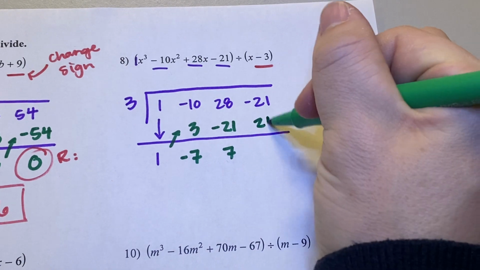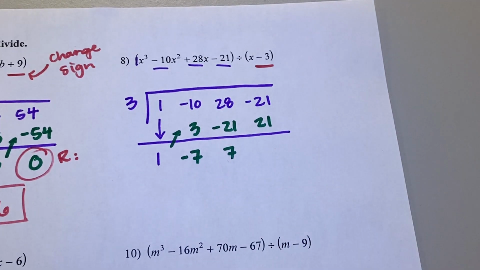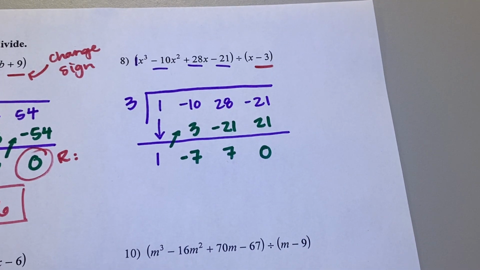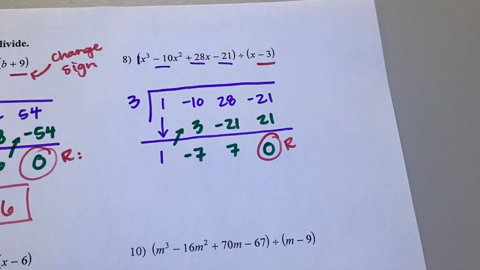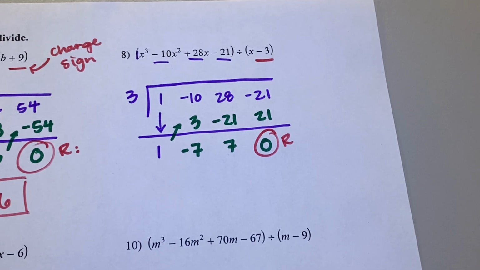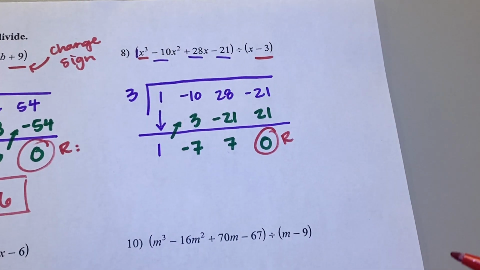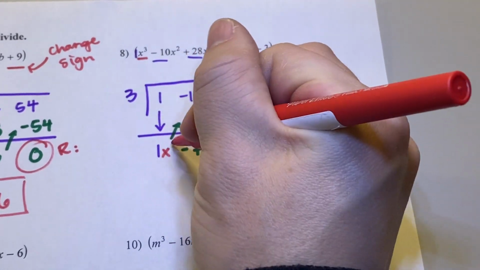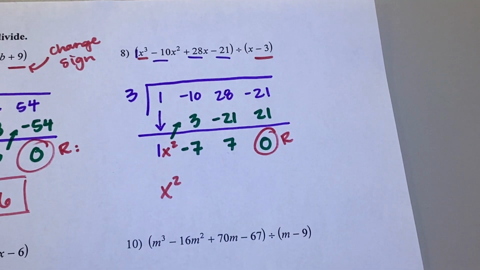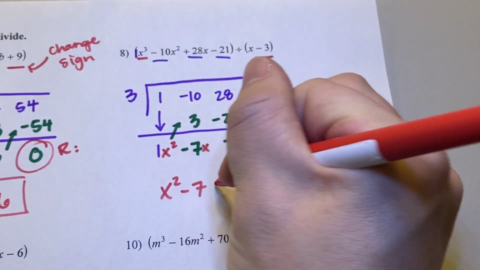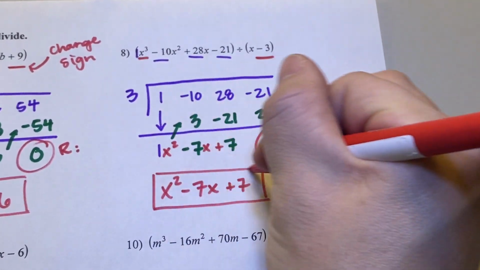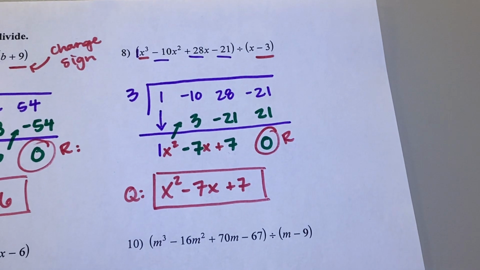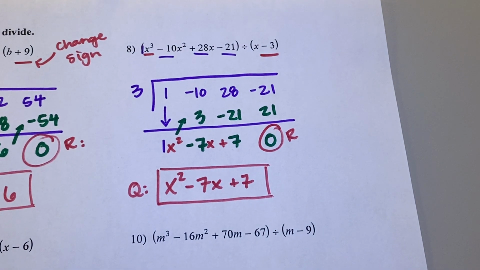21. Positive 21. What happens with negative 21 plus 21? Equals 0. Do we have a remainder? No. No remainder. So 0 is our remainder. We took our x's off. We got to put them back on. So we drop a power, meaning we started with x cubed. This now becomes 1x squared, or just x squared, minus 7x, and plus 7. So there's our quotient, and 0 was our remainder.